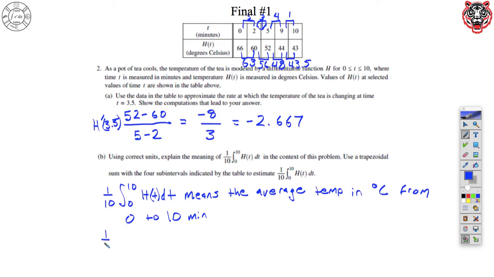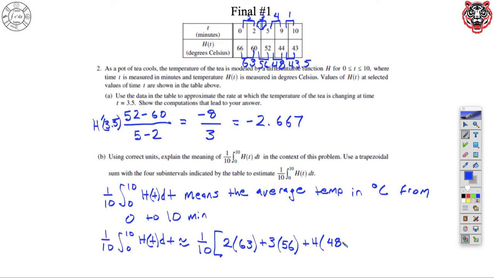So we're going to say that 1/10 of the integral from 0 to 10 of capital H of t dt is approximated by, I'll still have the 1/10, don't forget that, 2 times 63 plus 3 times 56 plus 4 times 48 plus 1 times 43.5.